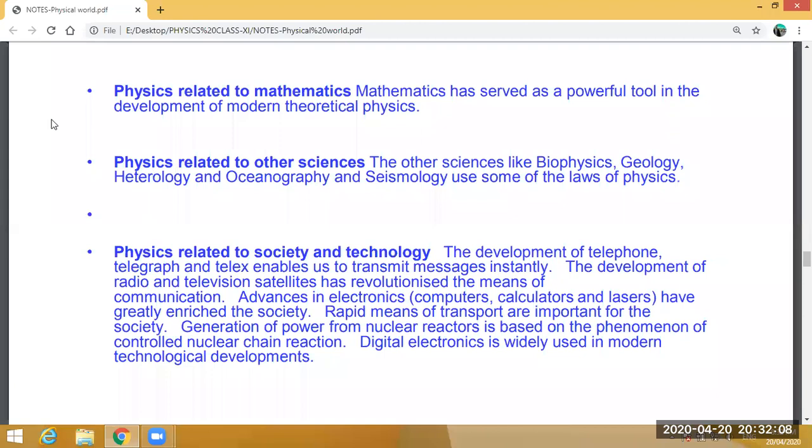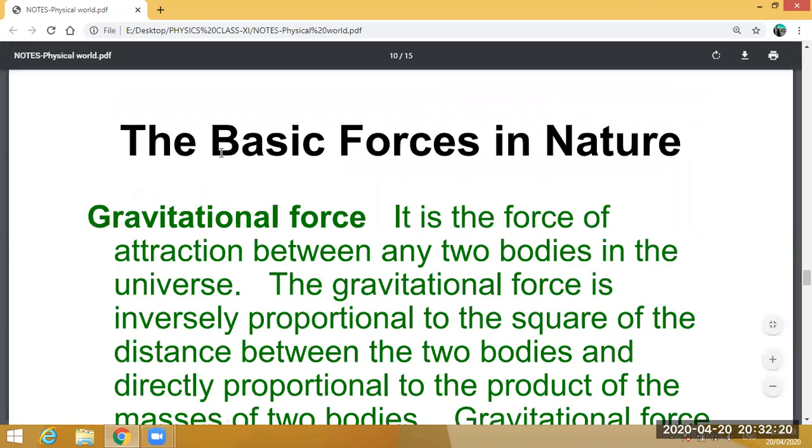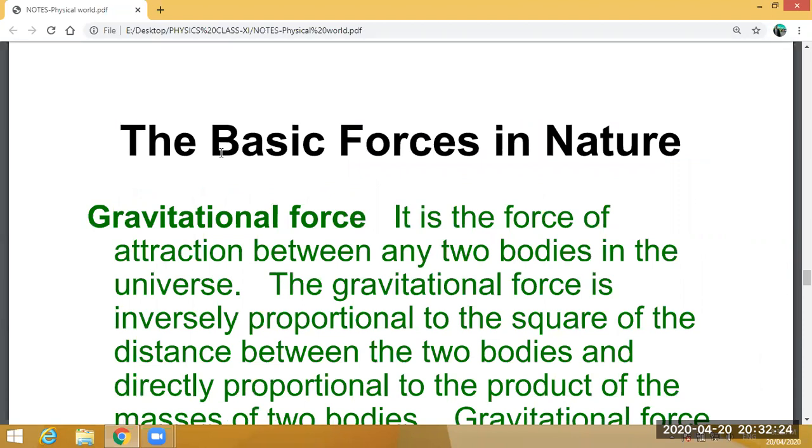Everything is digital right now in the modern era. So all these are on account of the concept or evolvement of various laws of physics. Now, the new topic is basic forces in nature that we have to study.